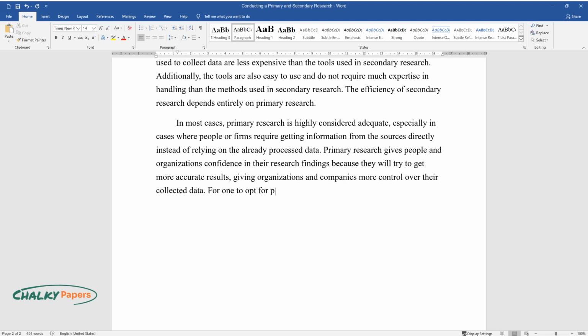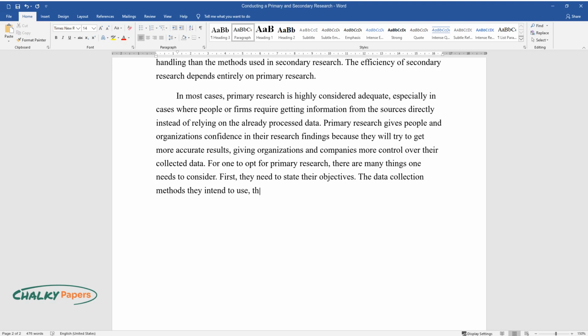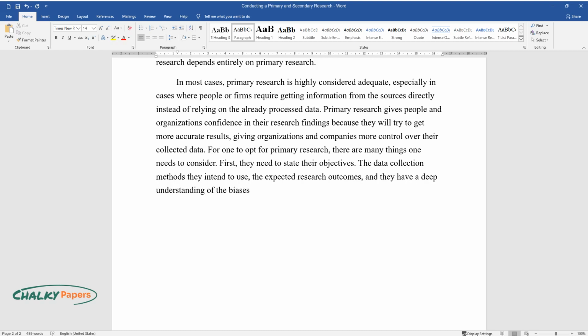For one to opt for primary research, there are many things one needs to consider. First, they need to state their objectives, the data collection methods they intend to use, the expected research outcomes, and they have a deep understanding of the biases that may arise from their research.